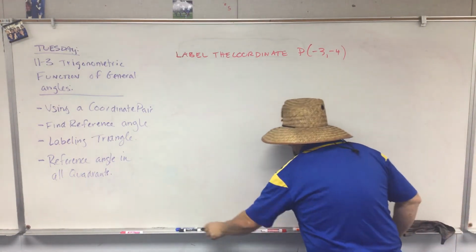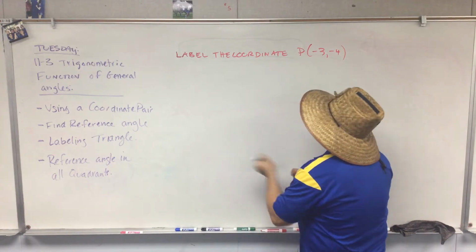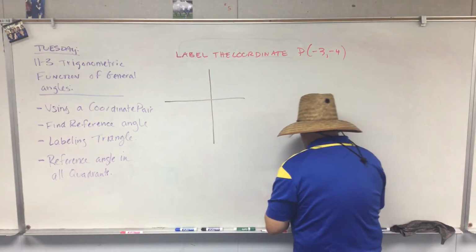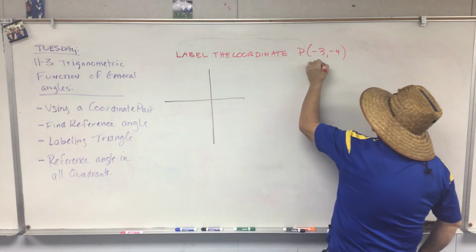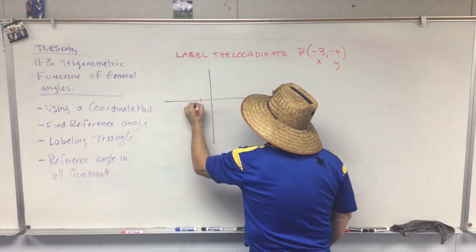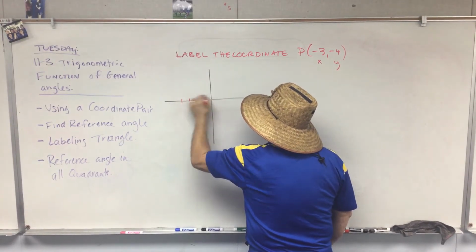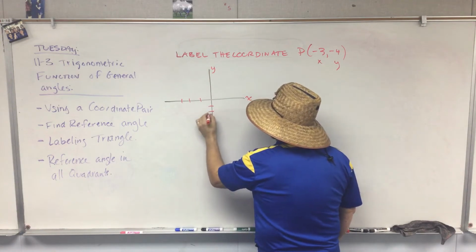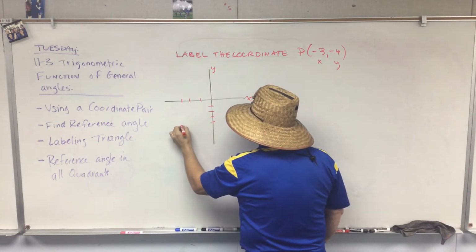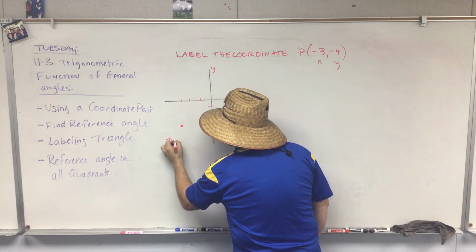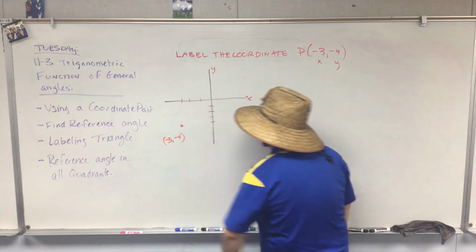So if we just do our basic, which a lot of you know how to do, there may be a few that get a little confused. We know that this is X and this is Y. So I go over 3 left because this is my x-axis, this is my y-axis, and I go down 4. And I put my point right here, -3 and -4.